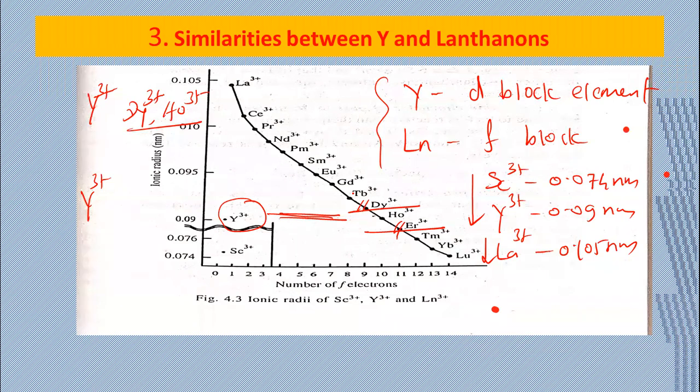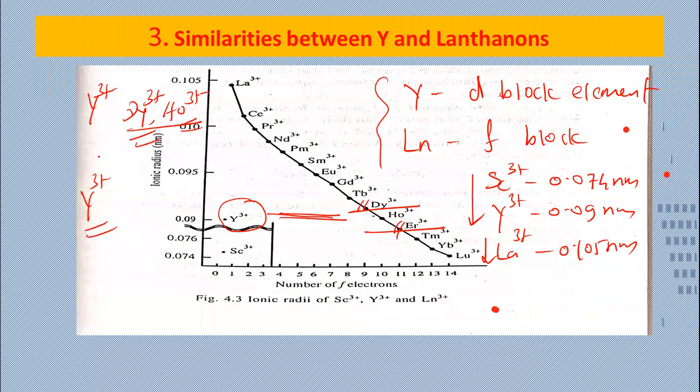Therefore, yttrium is found along with the lanthanon elements. In the source of the lanthanon elements, yttrium also occurs. There is an invariable occurrence of yttrium with the lanthanon elements because of this reason. As its ionic radius is similar to that of dysprosium and holmium, it is chemically similar to them, and therefore it occurs along with the lanthanon elements, and it becomes very difficult to separate yttrium from the lanthanon elements. So this is also the effect of the lanthanon contraction.